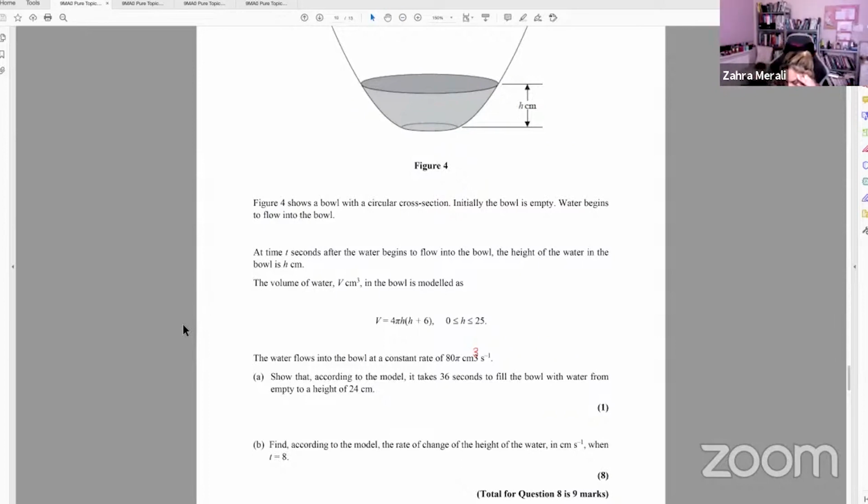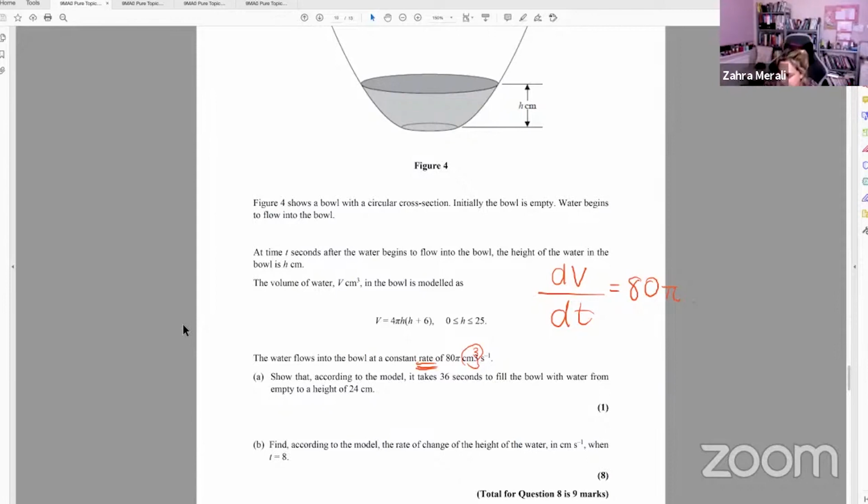Okay, so water flows into the bowl at a constant rate. Whenever you do any exam questions and you see the word rate, your brain is going to go d by dt, because rate is how something changes with time. So what's changing with time? We're going to look at the units, which is centimeters cubed, so that's volume. So we know dV dt is equal to 80 pi. Okay.